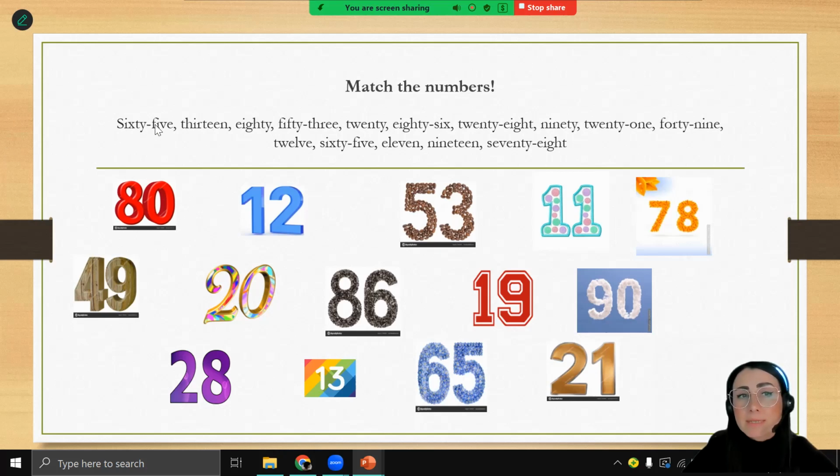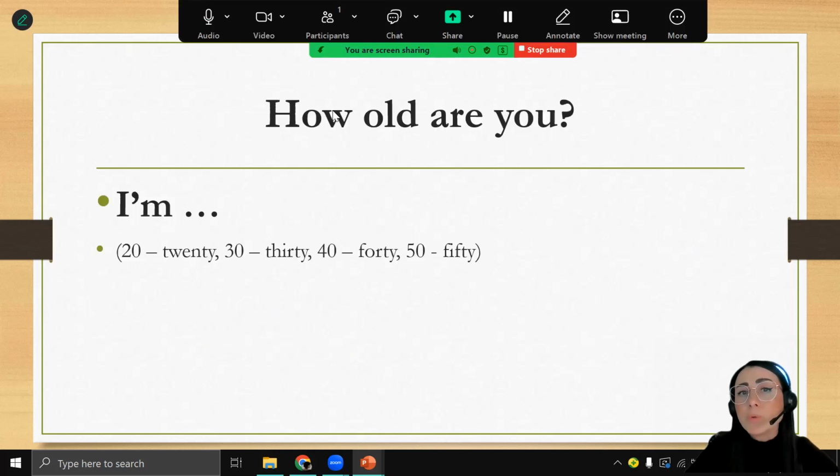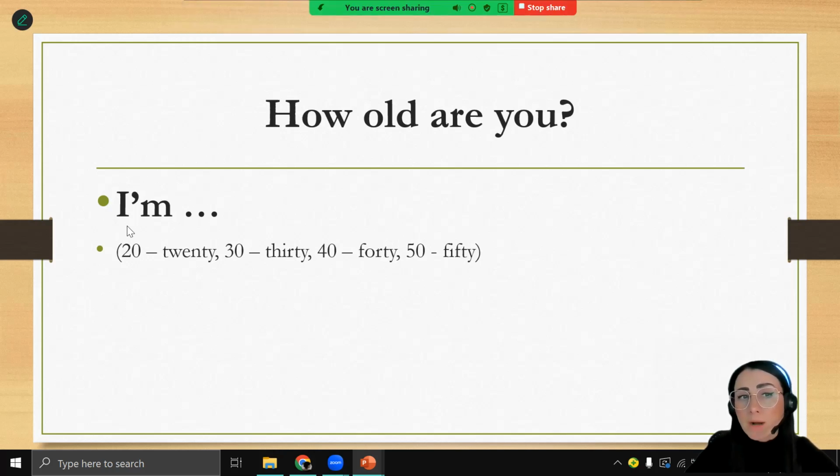For example, 65. You match 65 with this picture. Excellent job. You already know how to answer this question. How old are you? I am, and then you say the number of years you are. I am 20, I am 30, I am 40, and so on.